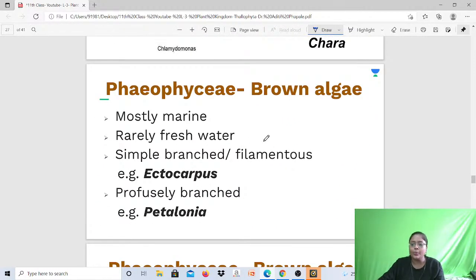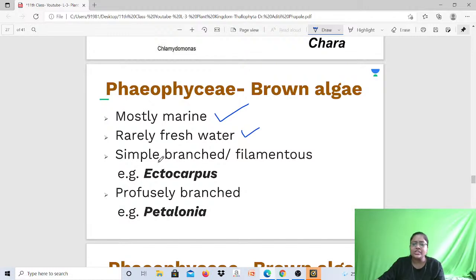Now let's move on to brown algae. Brown algae, they are also called as Phaeophysae or brown algae. These are mostly marine. They are rarely fresh water. They are simple, branched or filamentous. Mostly marine means they live in salt water, salty water, oceans, seas, etc. Very few of them, so I have mentioned rarely, they are fresh water.